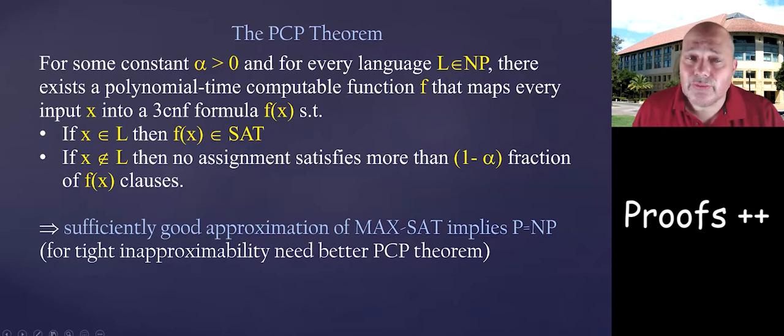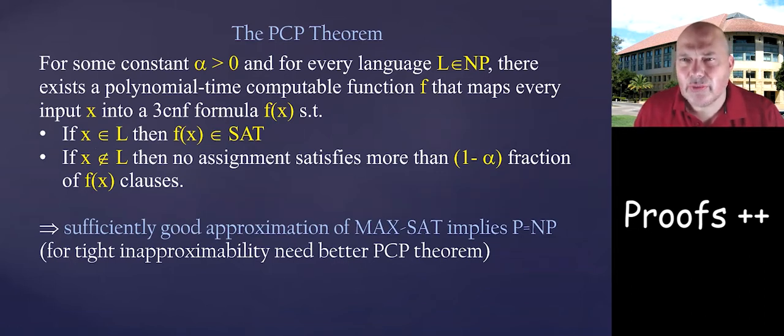What can we conclude from it? We can conclude that a sufficiently good approximation of max_sat implies P equals NP. So if you can approximate max_sat well enough, then given a satisfiable formula, perhaps you won't find a satisfying assignment, but you will find an assignment that satisfies 1 minus alpha over 2 of the clauses. And this will mean that you are in the first situation, because if x was not in L, then no assignment would satisfy so many clauses. So being able to approximate max_sat well enough means that you can separate these two cases, meaning that you can decide if x is in L or x is not in L.